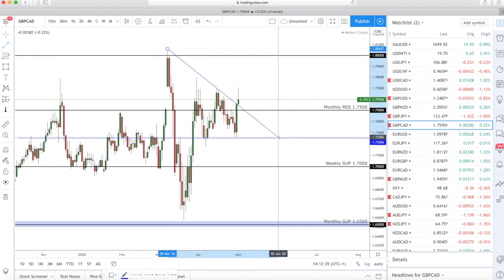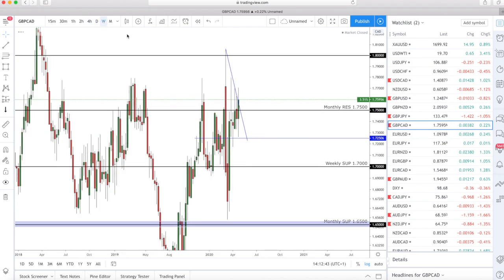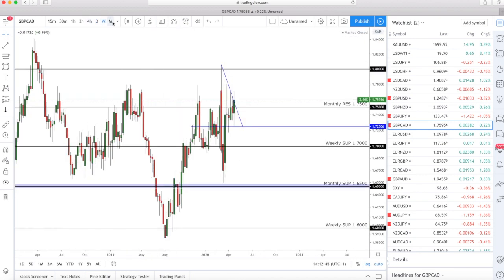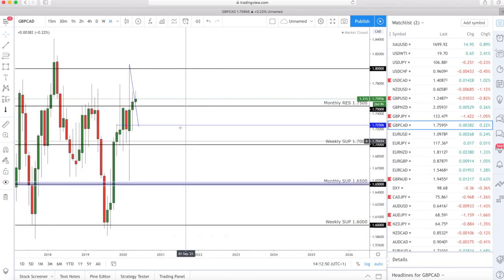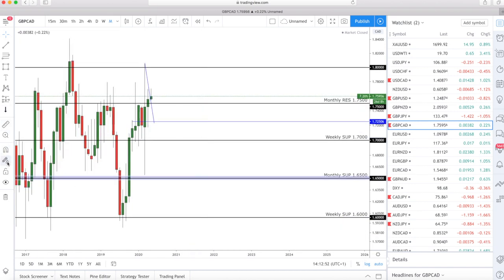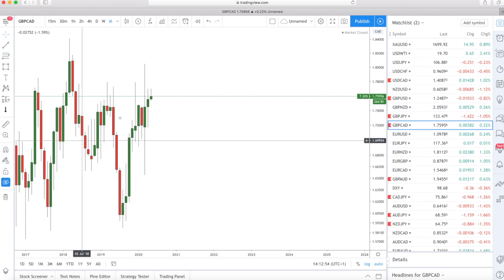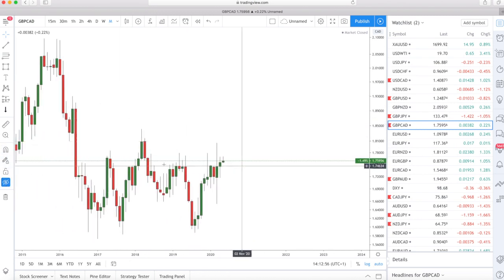So GBP CAD, straight away we've got this trend line here on the daily. Let's just have a look at the weekly chart. See on the monthly, we had this pin bar last month from this support region, was resistance, now support. So we could potentially come back, retest this area one more time before moving higher.